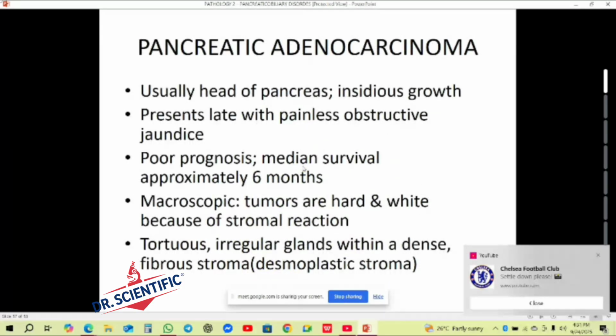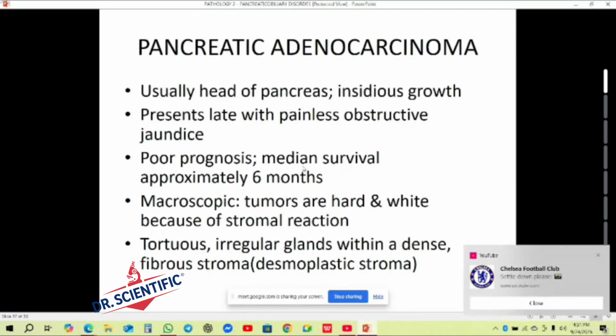Then pancreatic adenocarcinoma, that is basically the cancer of the pancreas, which usually tends to affect the head of the pancreas. Initially it's insidious in growth, that is, it tends to be slow growing, and somebody is likely to present with obstructive jaundice, because the head of the pancreas is likely to block the common bile duct. So it usually presents late with painless obstructive jaundice. Somebody doesn't have any pain, but they have deep jaundice.